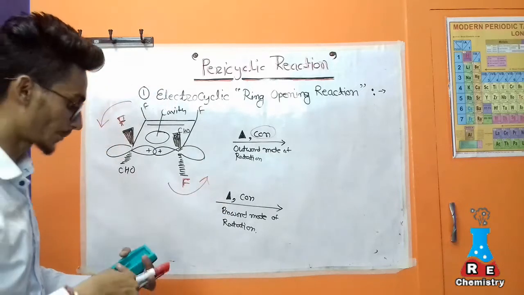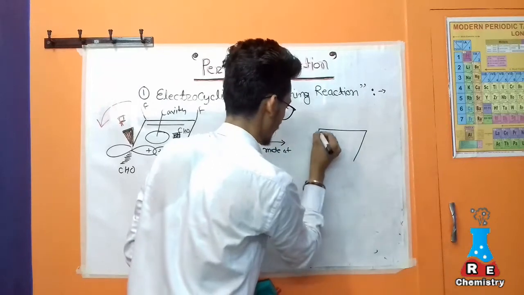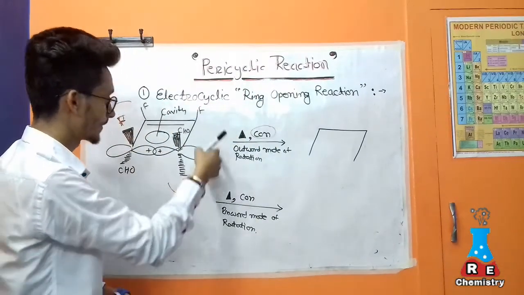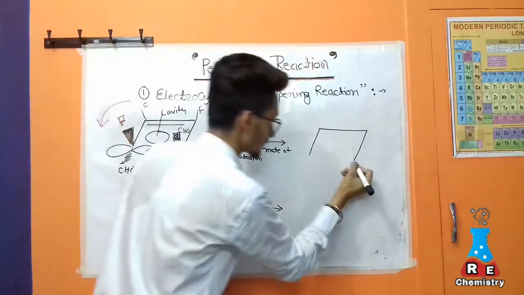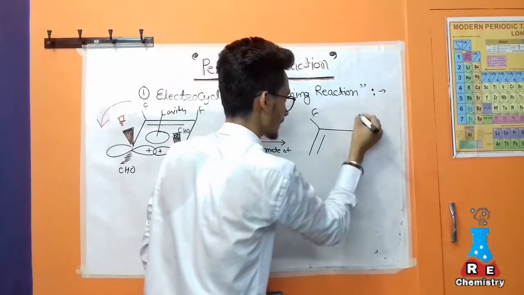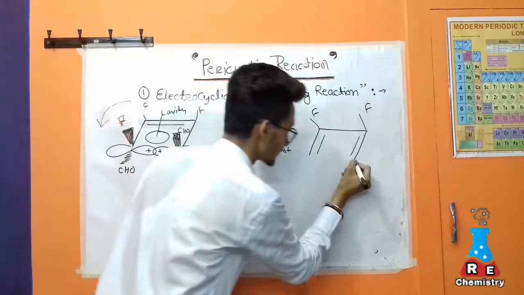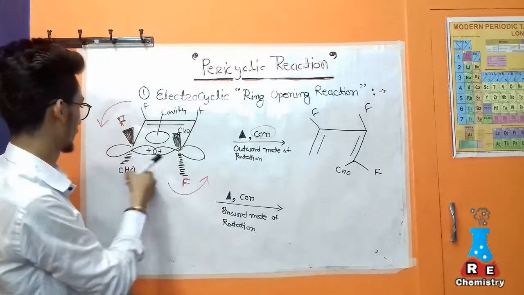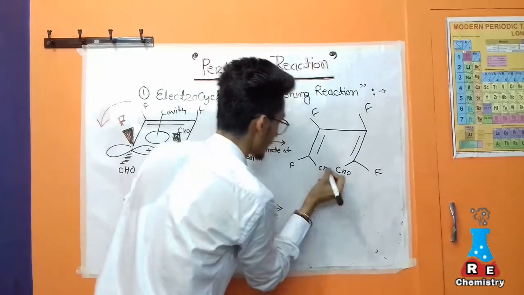So the formation of product is: fluorine here, CHO here. Double bond, there fluorine and CHO, there is fluorine and this CHO here, fluorine here and CHO here.